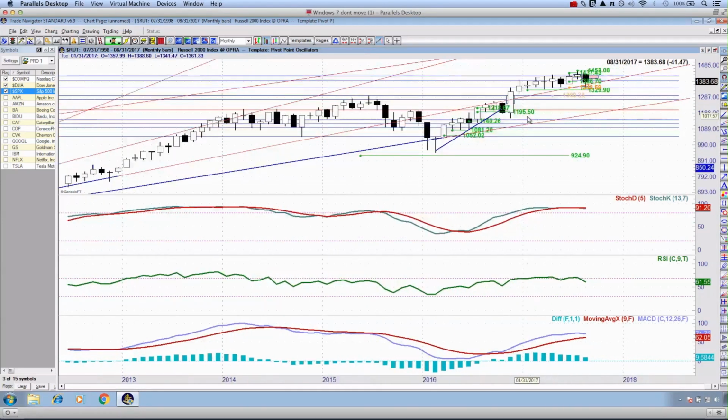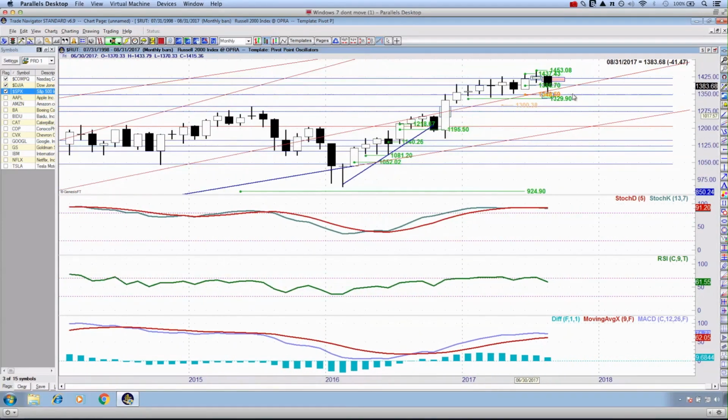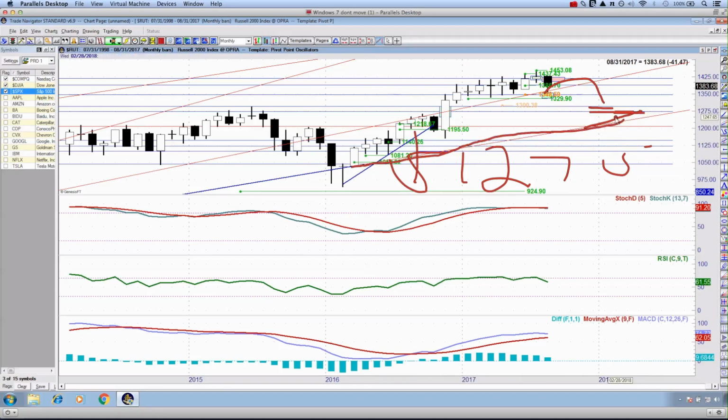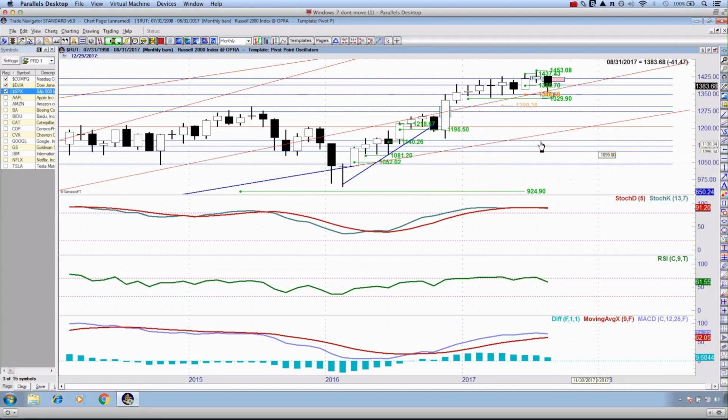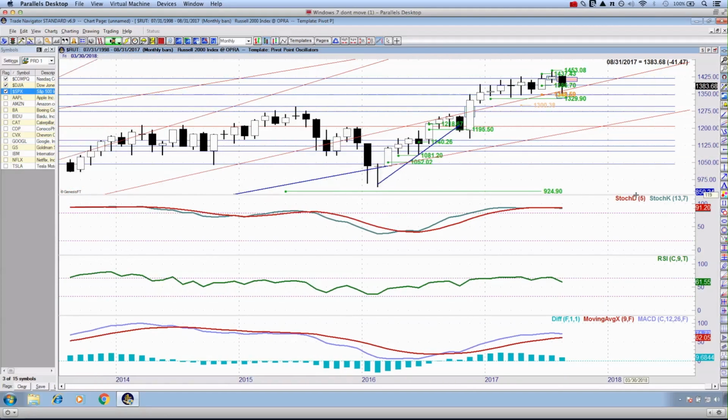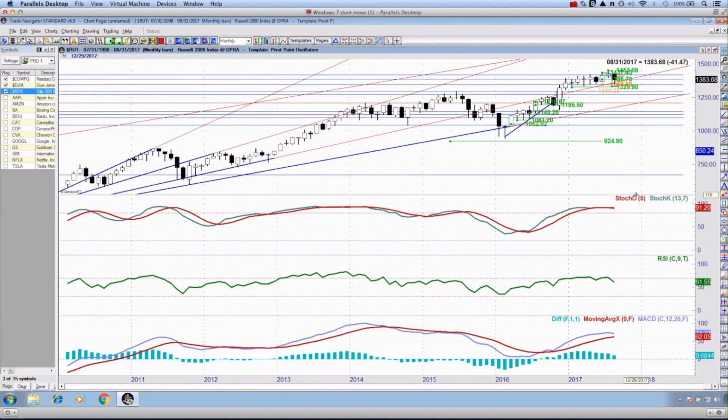So as long as the Russell, more or less at some later point, holds above roughly 1,275, right? Roughly the figure which is going to line up with this fourth decelerating fan line over here. That's horrible writing, by the way, but I think you get the picture anyway. Everything is okay.